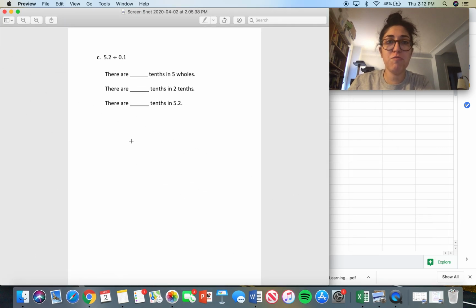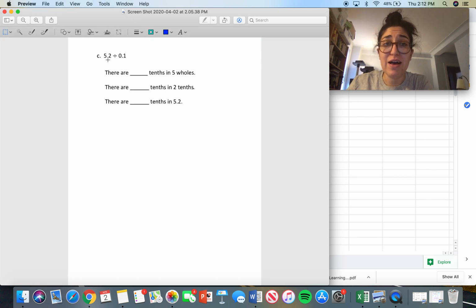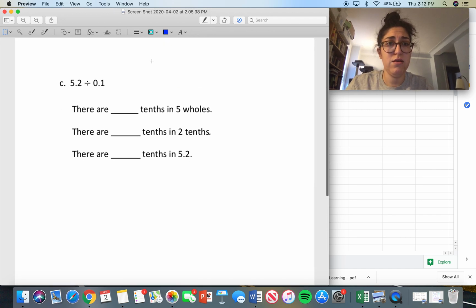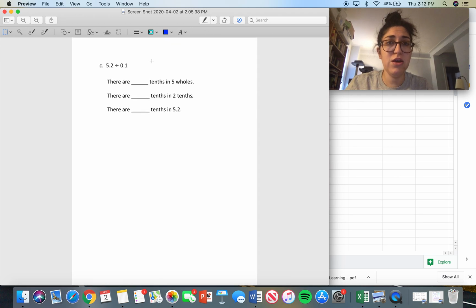All right? So the next problem is very similar. But instead of it just being 5, here it says that I have 5.2 tenths, right?